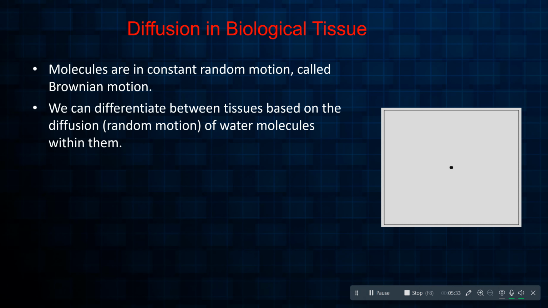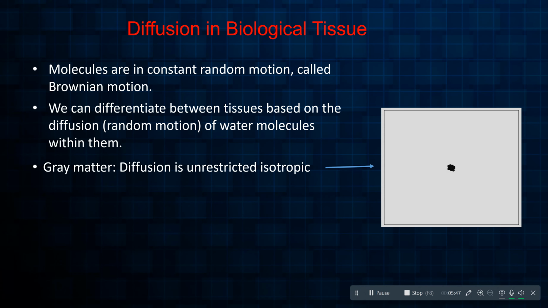So how does biological tissue show diffusion? Molecules are in constant random motion. This motion is called Brownian motion. We can differentiate between different tissues based on the motion of water molecules within the tissue. In gray matter in the brain, diffusion is unrestricted and isotropic. So it's random in all directions.